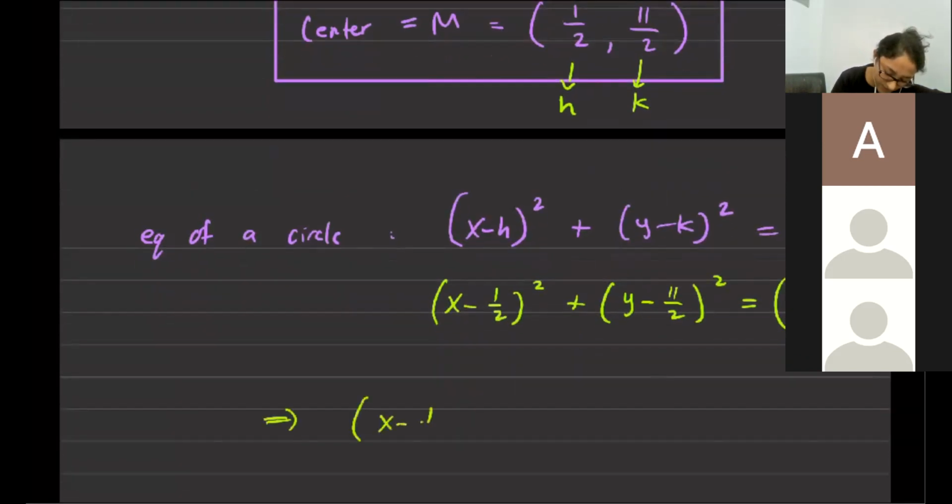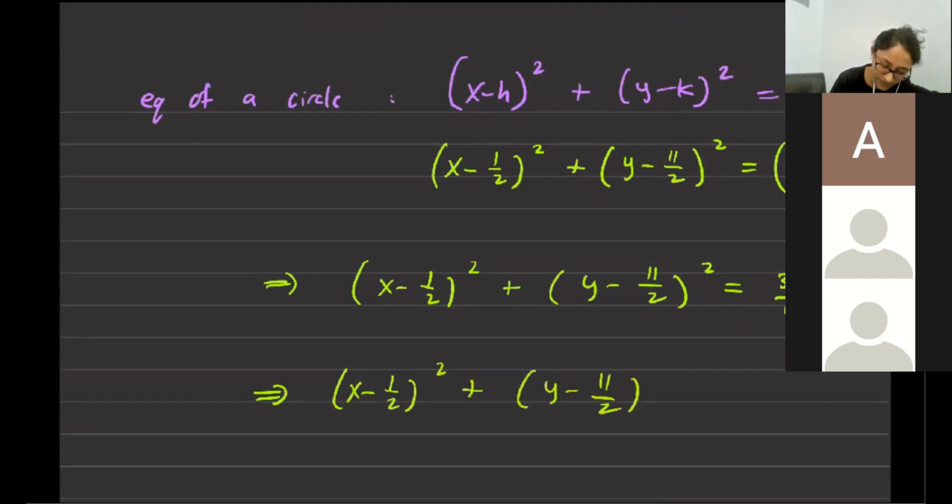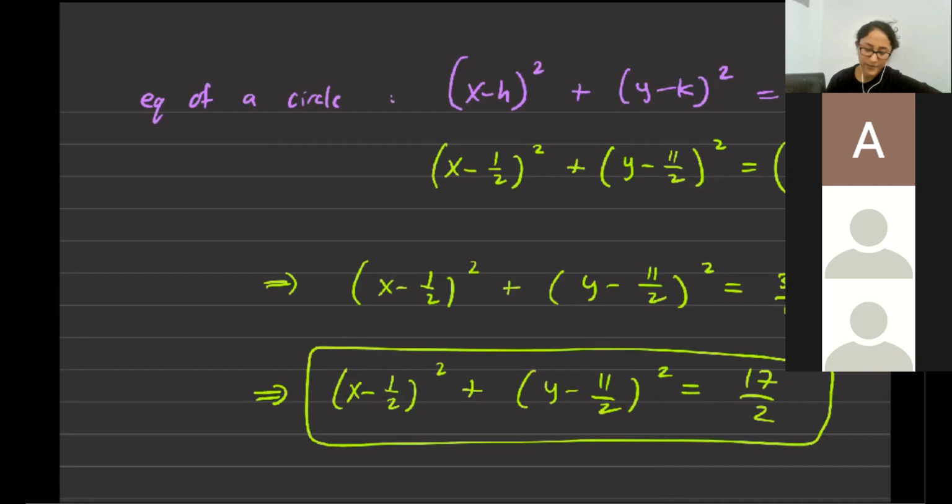This would be x minus 1/2 squared plus y minus 11/2 squared is equal to, now square root of 34/2 squared. For the top, the square root cancels, you have simply 34. And on the bottom, 2 squared, that would be 4. Now, can we simplify 34 and 4? Maybe by 2, right? 17 times 2. Yeah, so I can actually simplify that to be x minus 1/2 squared plus y minus 11/2 squared is equal to 17/2.